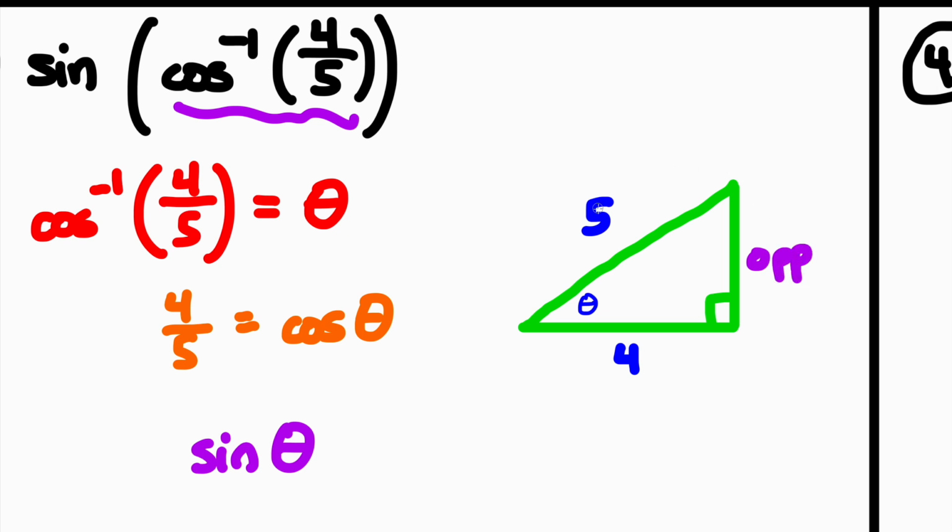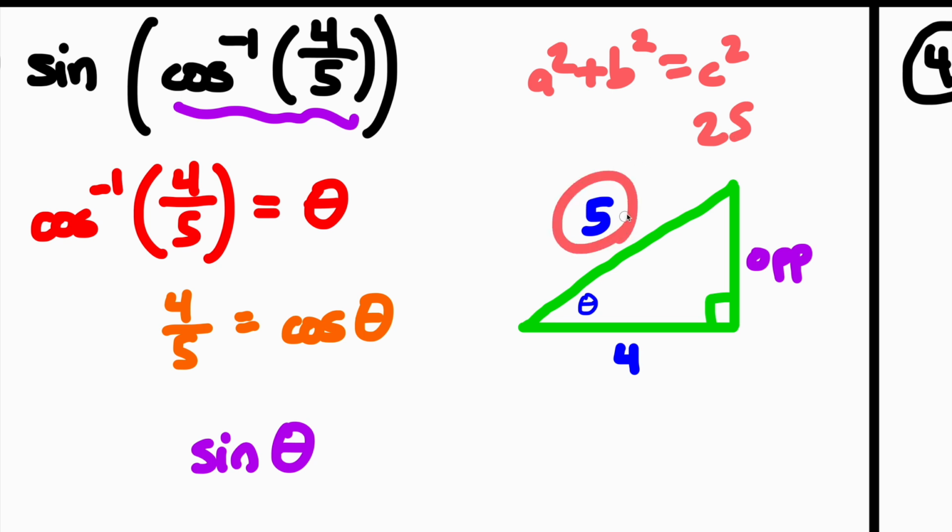Well, this is a 3, 4, 5 triangle. If you want, you can use Pythagorean theorem to figure out what that opposite value is, but the value is going to be 3. Okay? I mean, I can do it really quick just to kind of show you. A squared plus B squared is equal to C squared. Our C squared is 25 because it's just this 5 squared right here.